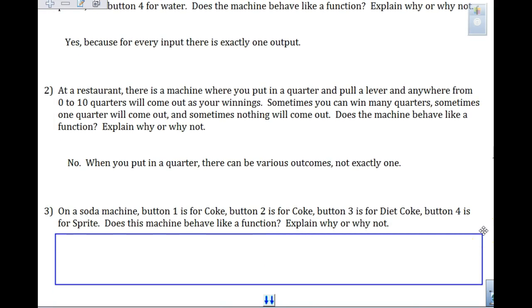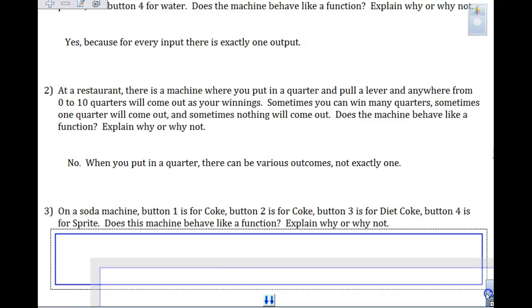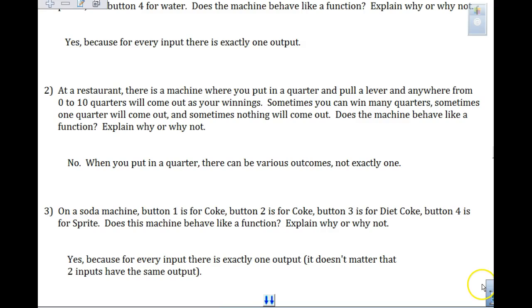So, thinking about what that function is, right? The last one says you have a soda machine. Push 1 for Coke, push 2 for Coke, 3 for Diet Coke, 4 for Sprite. Does it behave like a function? Does each input give us 1 output? Yes. Even though 1 and 2 both give you a Coke, every time you hit 1 or 2, you're still going to get a Coke. Why might they have that? Because people maybe like Coke more than Diet Coke and Sprite, right?